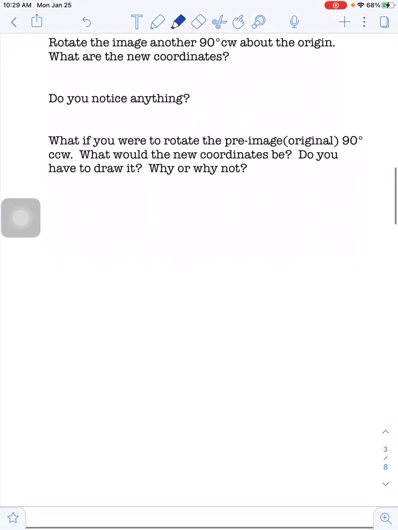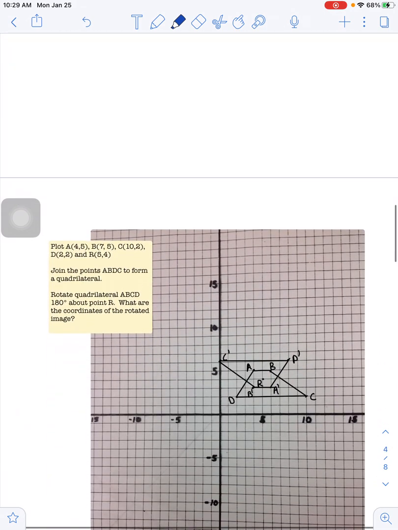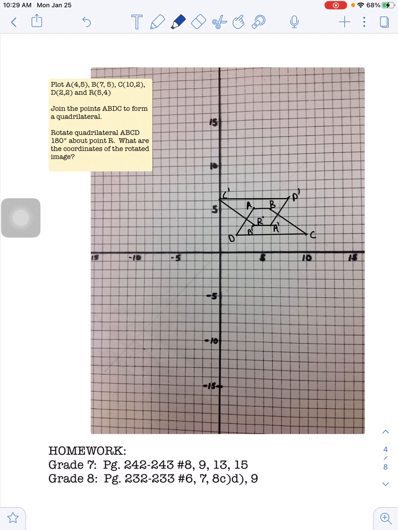All right, so let's look down here. There's one more example here. This is more of a grade 7 question. We've got the original coordinates A, B, C, and D, and they make a trapezoid again. We're going to rotate this image about point R, which is right there. It's kind of in the middle of the shape.